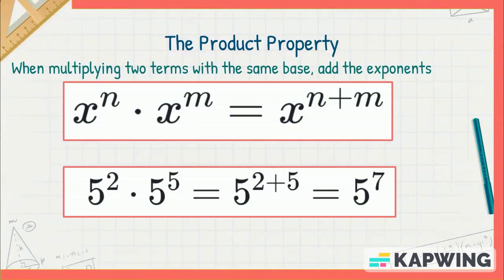First, let's discuss the product property. This is the one that states when you're multiplying two terms with the same base, you can add the exponents. At the top, we have the formula, and at the bottom, we have an example. So as you can see, 5 represents x, 2 represents our n, and the other 5 represents our m. Since the base is the same, we can just combine the two and add the exponents, which gives us a total of 5 to the power of 7.